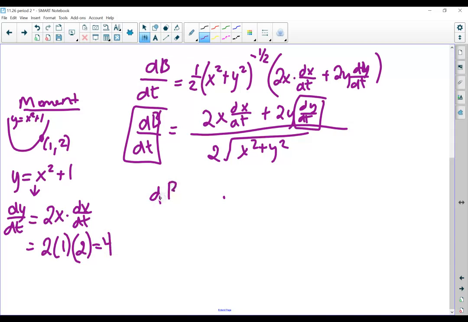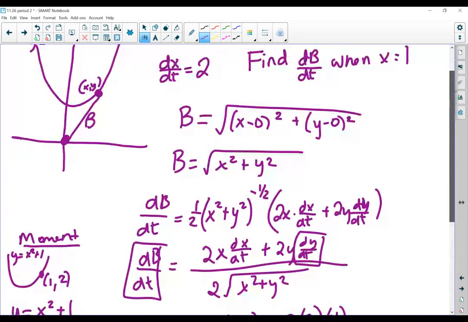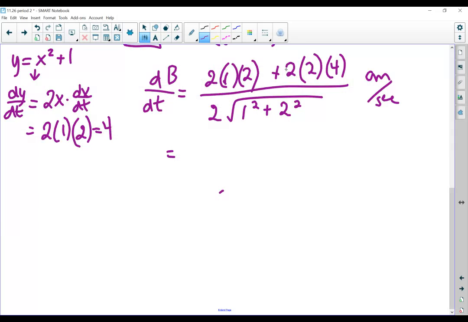So now I can plug in all my information. 2 times 1 times 2 plus 2 times 2 times 4 over 2 times the square root of 1 squared plus 2 squared. Now, my loves, if you just tack on some units, which are centimeters per second, you can leave that answer. If you want to clean it up, that's totally fine. It would give me 16 plus 4 is 20 over 2 square root of 5, which gives me 10 over root 5. And if I were to rationalize that, actually, why bother? That's my answer.